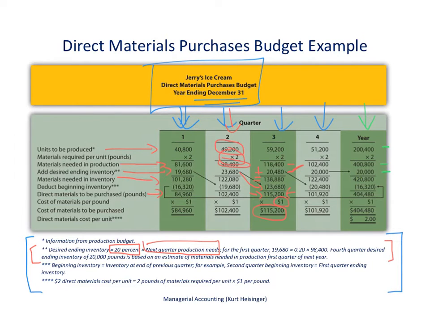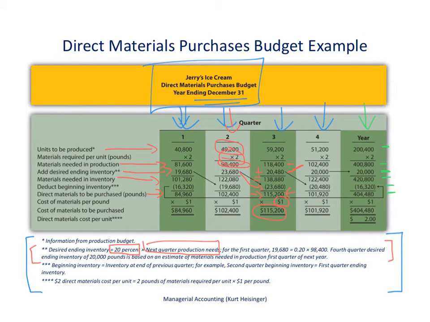This 20,000 just comes from the end of the fourth quarter. You see the arrow there, and we add that to the 400,800, and that gives us 420,800. The beginning inventory comes from the beginning of the first quarter. January 1st is the beginning of the first quarter. It's also the beginning of the year, so it's that same number, 16,320, and we subtract that from 420,800 to get the direct materials to be purchased of 404,480.